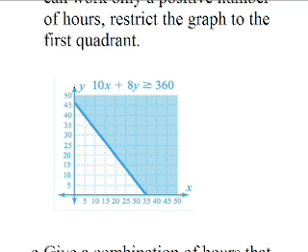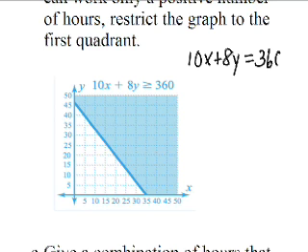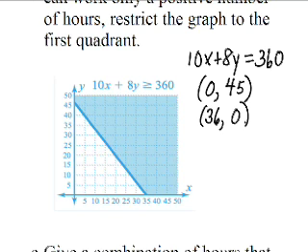To graph this inequality, we first had to graph the equation 10x + 8y = 360. We graphed it by getting 2 ordered pairs. Letting x be 0, we got the ordered pair (0, 45). Letting y be 0, we got the ordered pair (36, 0). So we graphed (0, 45) and (36, 0), and then we graphed the line.